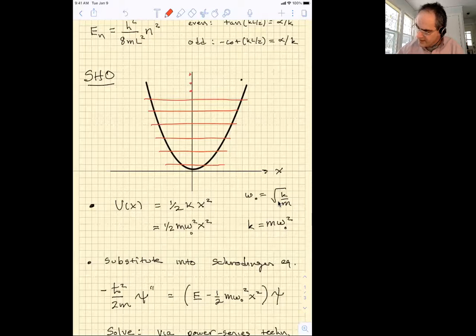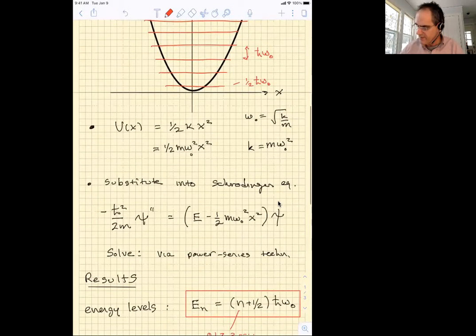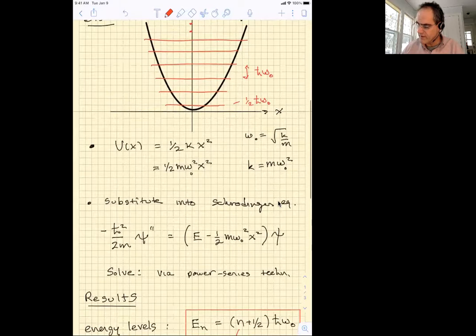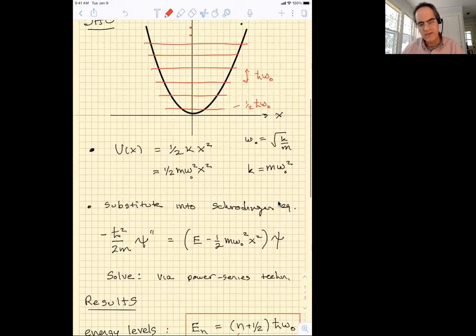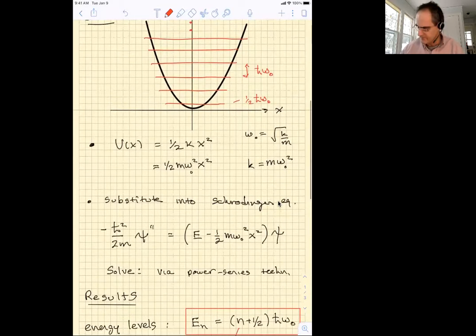What's interesting is that these states are equally spaced. Okay? The spacing between any two neighboring states is just h bar omega naught. And the energy of the lowest one is not 0, but it's 1/2 h bar omega naught. Okay? So that's probably the most important result for the harmonic oscillator, that we have equally spaced energy levels.